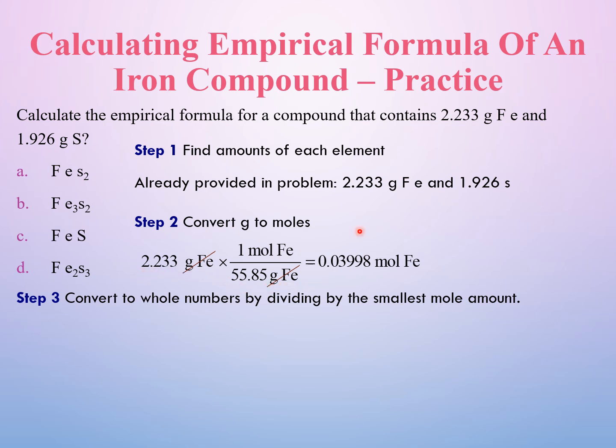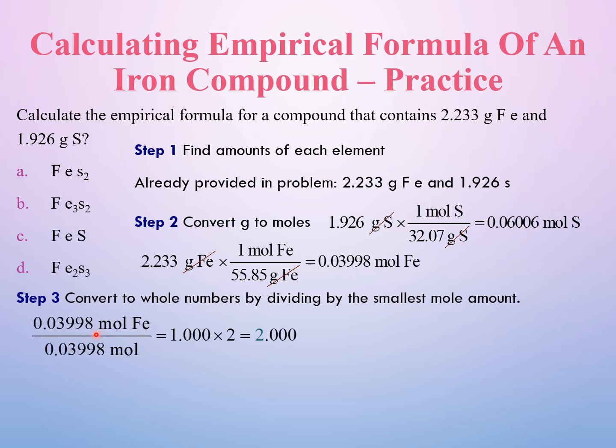Now we do the same. We want to get the moles of sulfur. Moles of sulfur is 1.926 grams of sulfur times 1 mole of sulfur divided by 32.07 grams of sulfur. You get 0.06006 moles of sulfur. So now that we have moles of sulfur, the smaller number is the iron, which is 0.03998. We'll divide both of these values by 0.03998. So 0.03998 divided by 0.03998 you get 1. And then you get 0.06006 divided by 0.03998, you get 1.5.